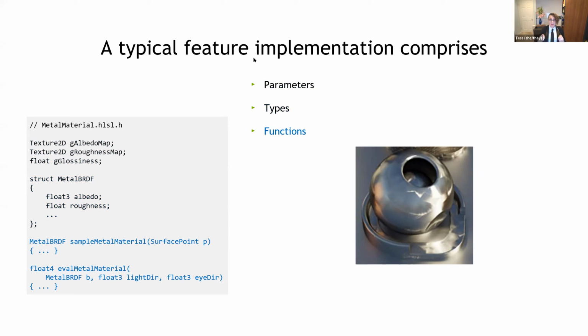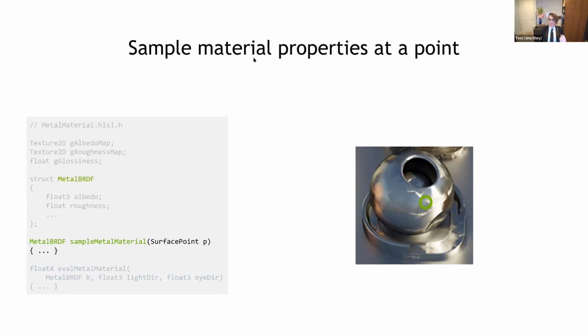So when we talk about something like a material, there are typically going to be two fundamental operations that every material implementation needs to support. The first of those is going to be some sort of step to sample the properties of that material at a point on the surface. An object might have spatial variation in roughness or color, and we need an operation that, given a point on the surface, samples those material properties at that point and returns some representation of that point.